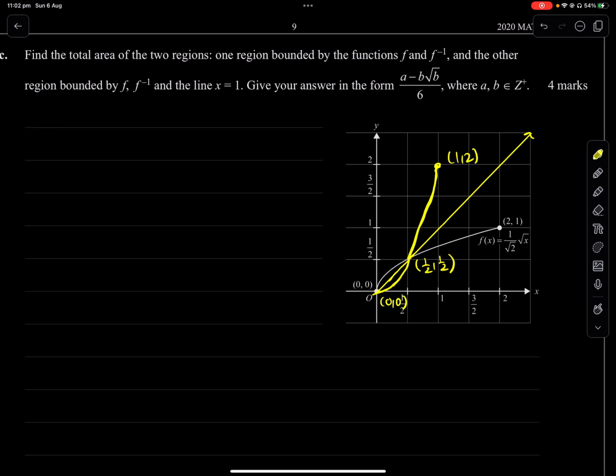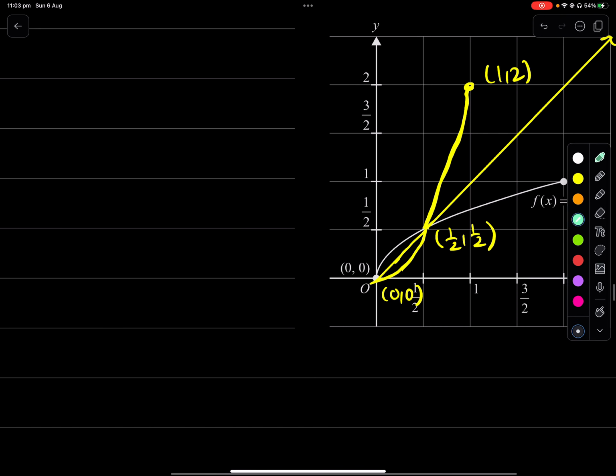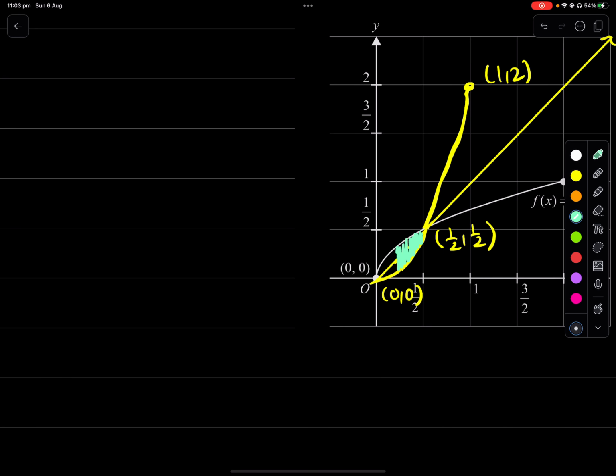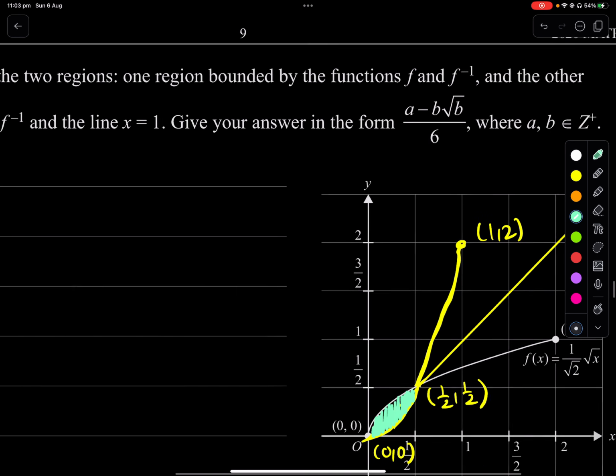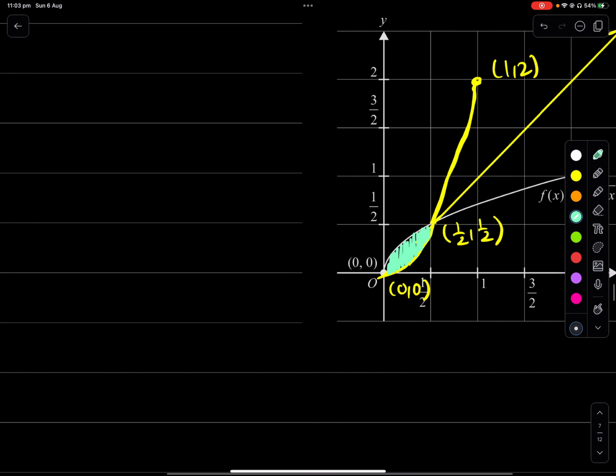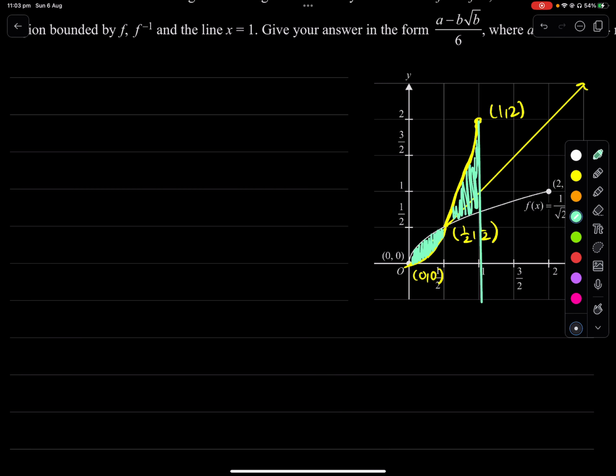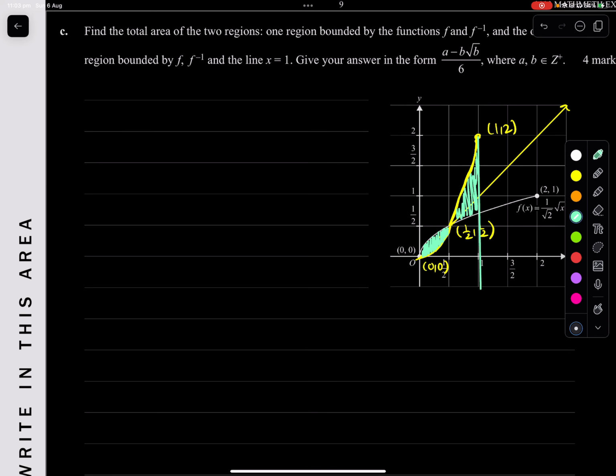So what we want is the area bounded. From here, we want this area over here. And from x equals 1, this line over here, we want this area here. So it's not too bad.